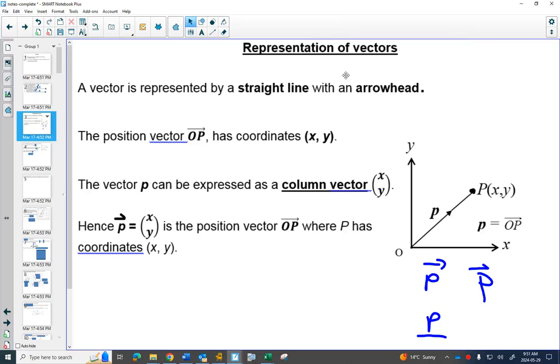So there's some notations for vectors. We use a little letter for the vector, and we're going to put the arrows over top as much as possible, so you'll see that the most. You can also write the endpoints, like it goes from O to P, and put an arrow over top of that as well.